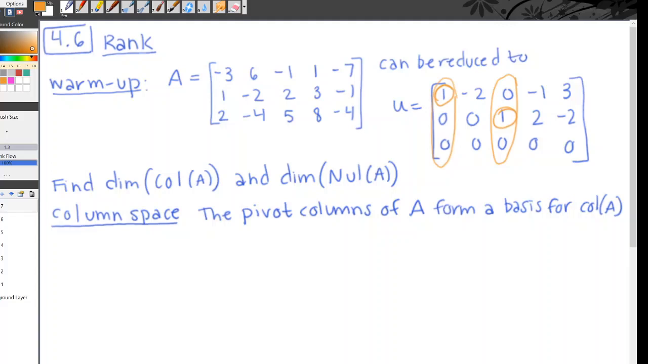And then the reason that we can still focus on those same columns in A, so the first column and the third column, even though they're different in A, those are still going to be the pivot columns of A. And the reason for that is, let me think of how I want to write this down. I wrote a bunch of stuff on my notes, but it's a little longer than what I want to write on the screen. So let me think for a second.